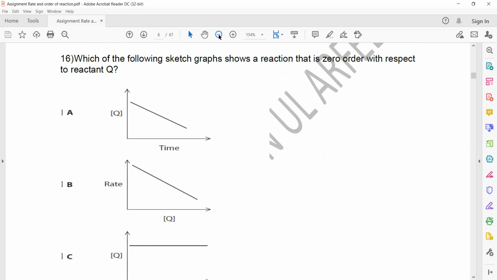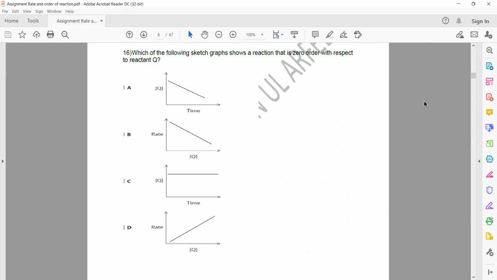Question 16. Which of the following sketches shows a reaction with zero order with respect to reactant Q? That's A. Because the rate is constant, the concentration changes.